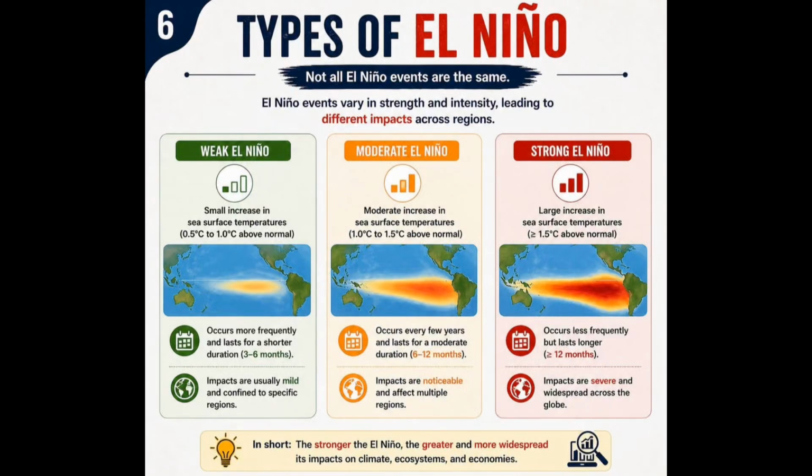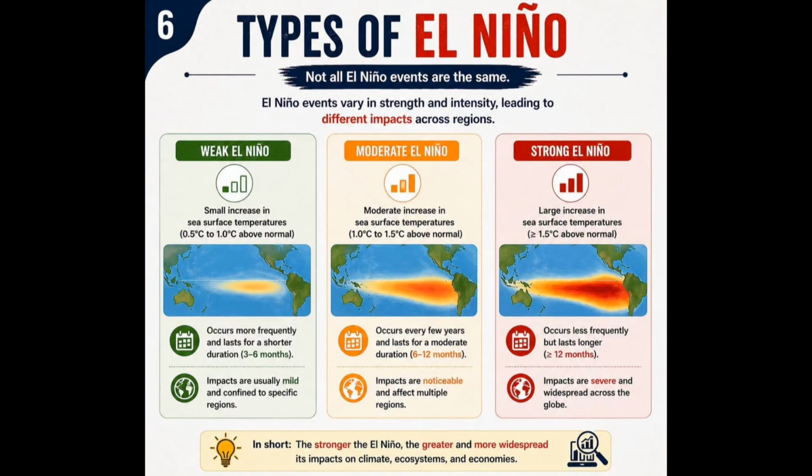Types of El Nino. Weak El Nino. Small increase in sea surface temperatures, 0.5 degrees Celsius to 1.0 degrees Celsius above normal. Occurs more frequently and lasts for a shorter duration, 3 to 6 months. Impacts are usually mild and confined to specific regions.